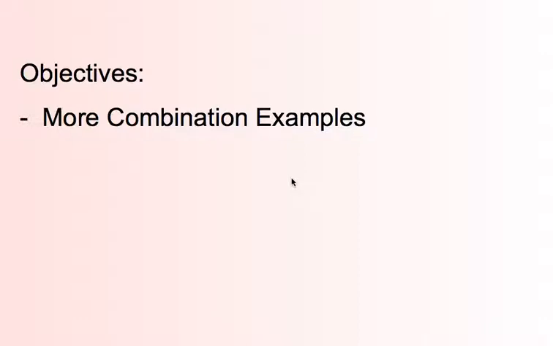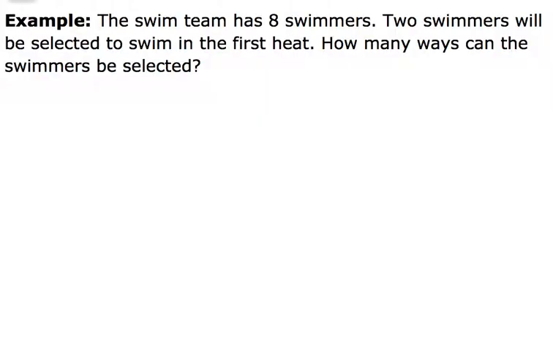Examples of combination problems. I'm also going to introduce to you the graphing calculator. The swim team has 8 swimmers, and they want to find out how many different ways can you select 2 people for a heat. Heat is a race. So we're going to figure out what our total is, and we don't care about the order of the groups. So there are 8 total. We're choosing a combination, and we want groups of 2.